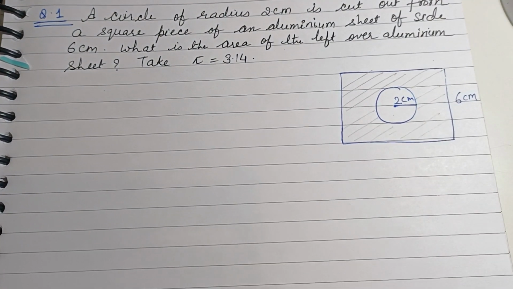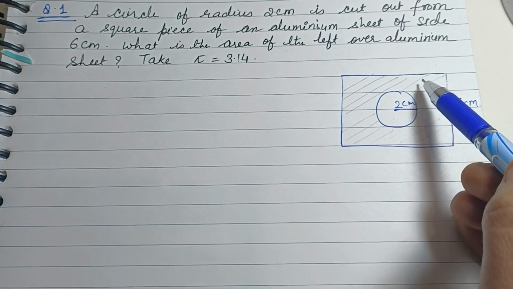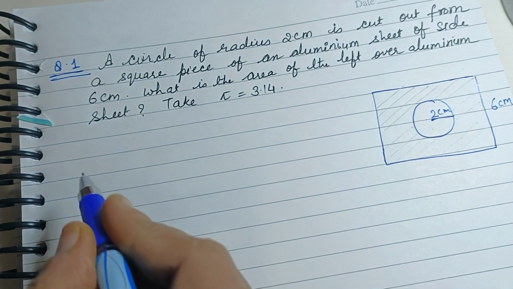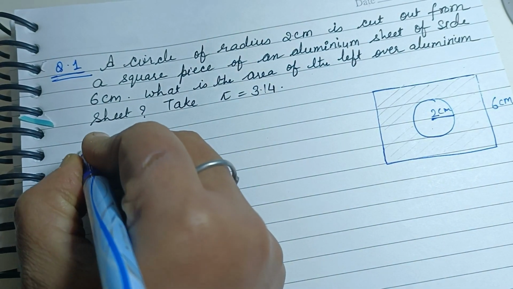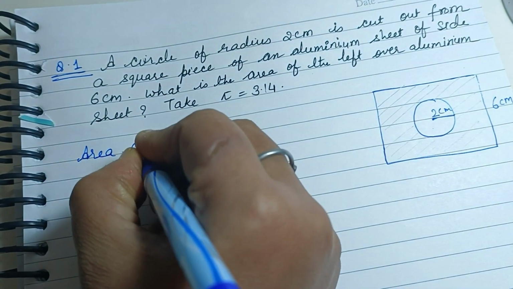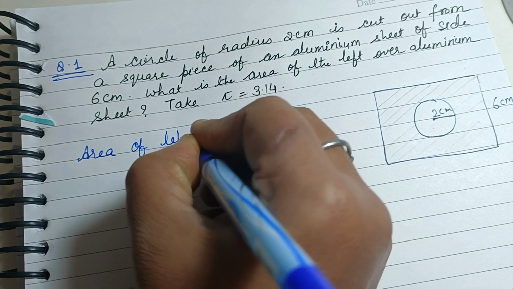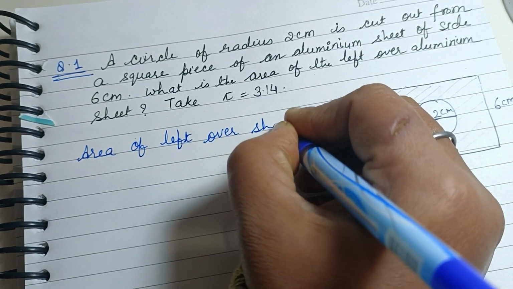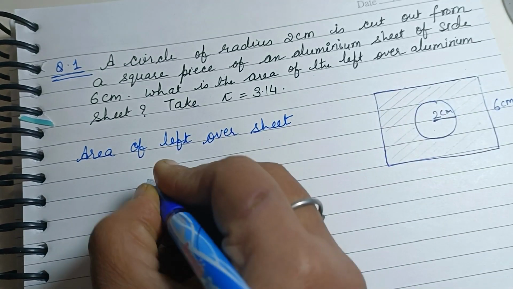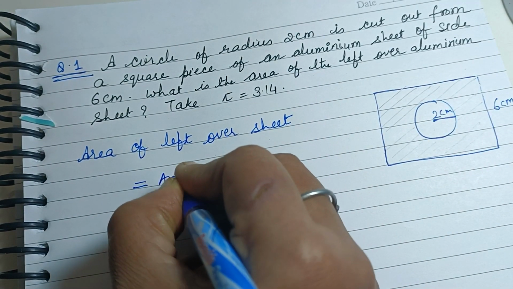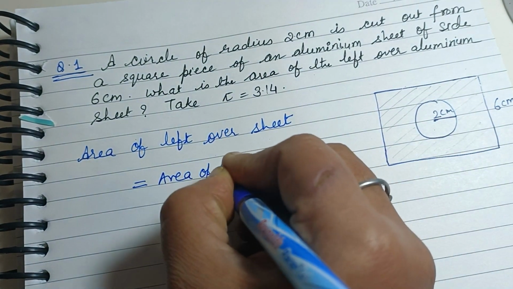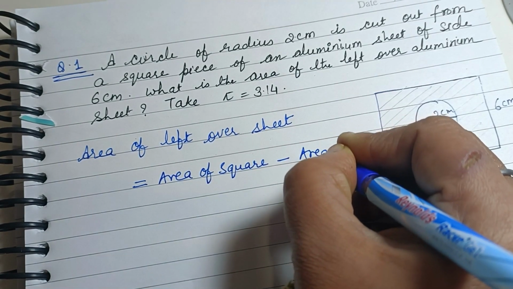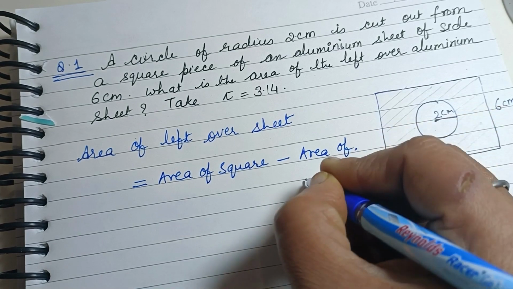So it is very simple, because the circle's area is removed. So just find out the area of the leftover sheet. So area of square minus area of circle.